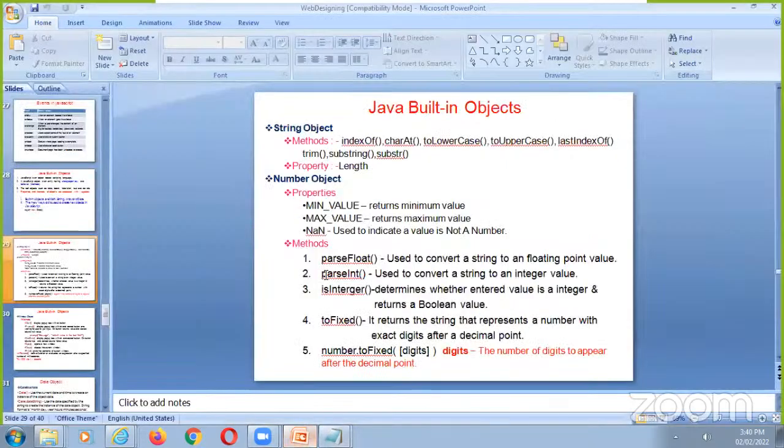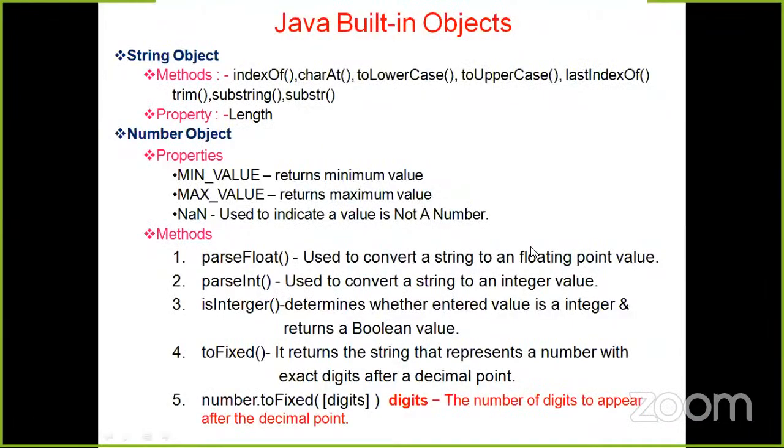ओके. नाउ वी विल सी द नंबर ऑब्जेक्ट. What is the number object? That is the parseFloat, parseInt is integer. So it is used to convert the string to the floating point. It is used to convert the string to the integer. जेव्हा तुम्ही युजर कडून accept करता तेव्हा at the time of accepting it is treated as a string. You have to convert this string to the number. So the purely number असेल तर you go for the parsing. Floating decimal point असेल तर you go for the parsing.